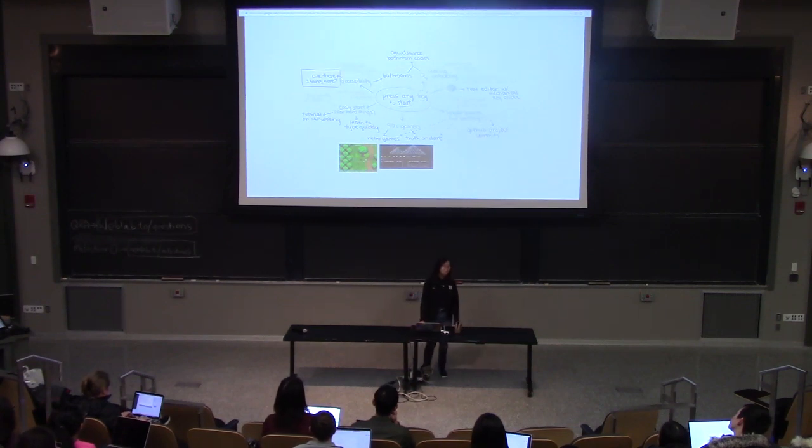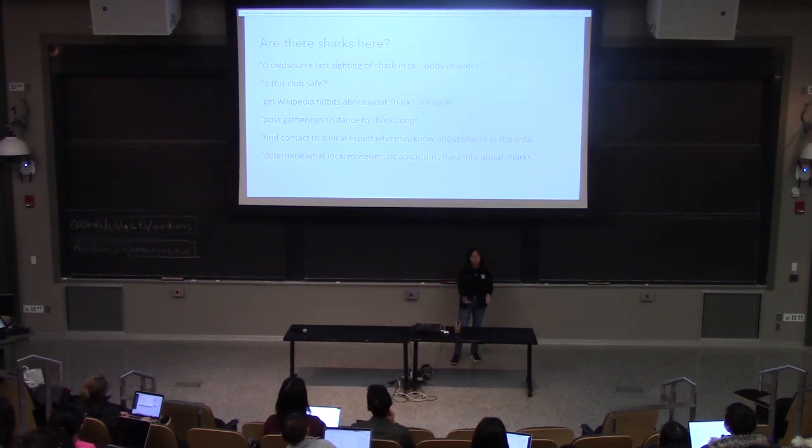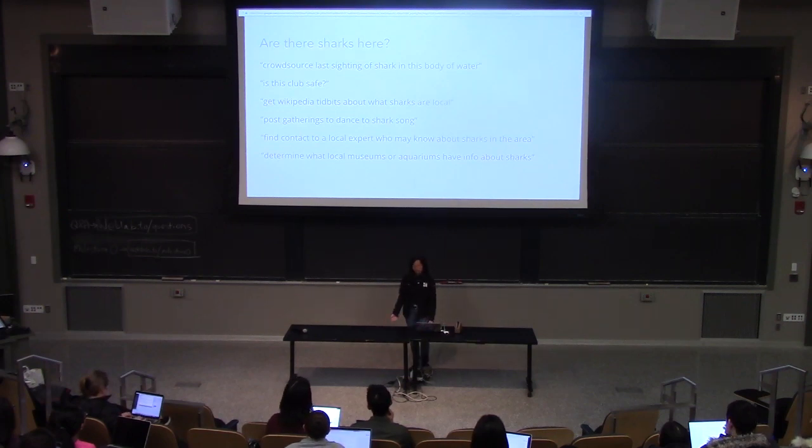So we'll start with, are there sharks here? Are there sharks here is indeed one sentence. It does kind of make sense, but that doesn't really mean anything for an application. So brainstorming from that, how do we change that into an app? We came up with some one-sentence liners based off of this initial question and how they might become applications. For example, crowdsourcing a last sighting of a shark in this body of water.